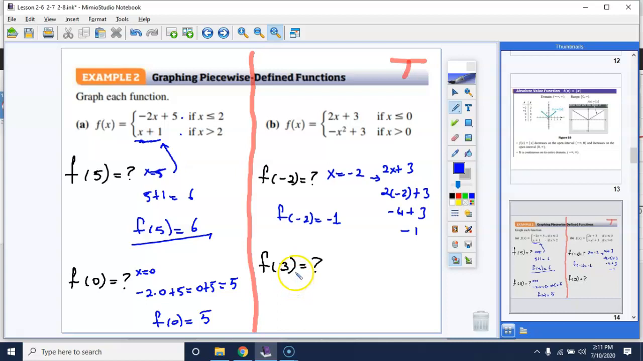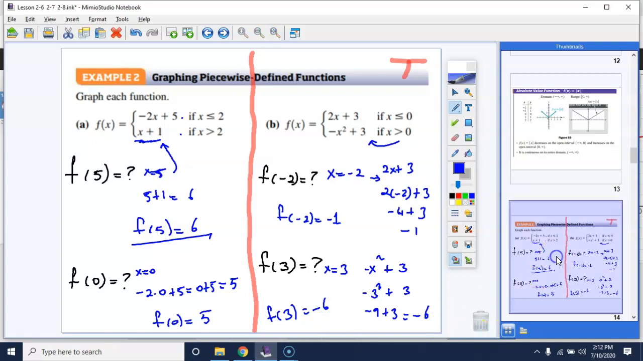Same as here, f of 3, what is that? That is something bigger than or equal to 3, so I should be working here. So x equals 3. Let's plug in here. 3 squared is 9, so it should be negative 9 plus 3. So it should be equal to negative 6. Which means f of 3 should be equal to negative 6.